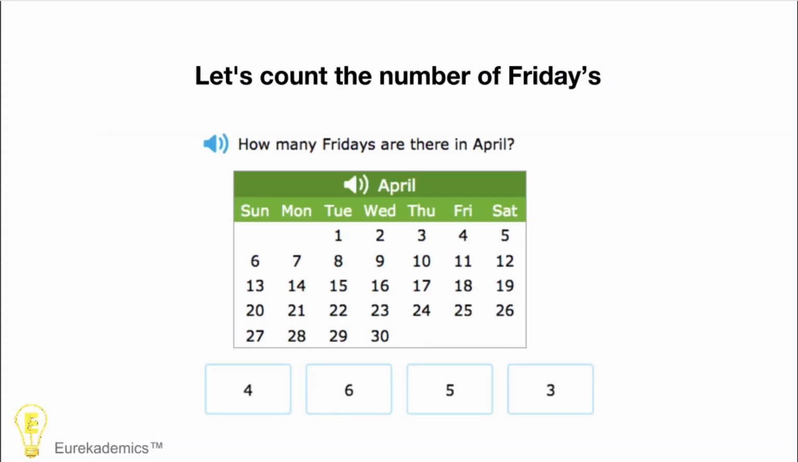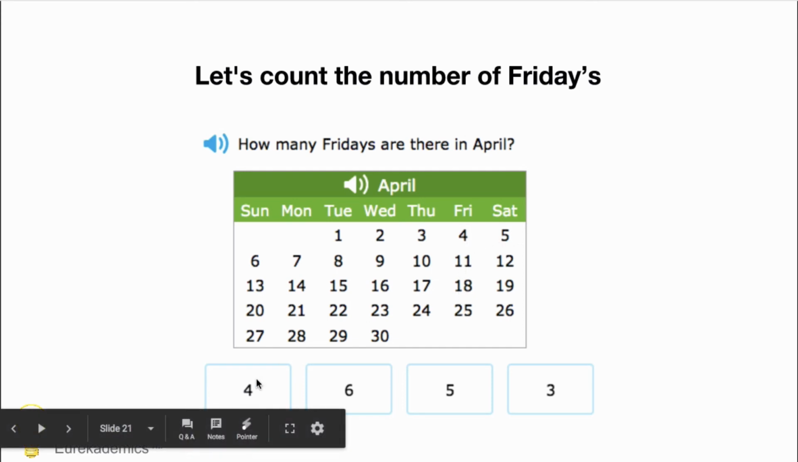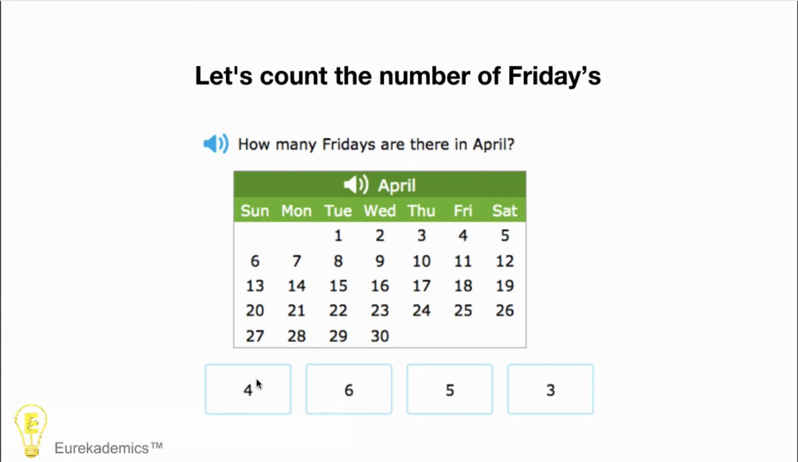Now let's count the number of Fridays. Fridays are always fun. I mean, everybody loves Fridays, right? So in April, how many Fridays are there? How many fun days are there? Well, there's 1 Friday, 2, 3, and 4. There are 4 Fridays in April. And that's how we use counting and basic addition to figure things out in our world.